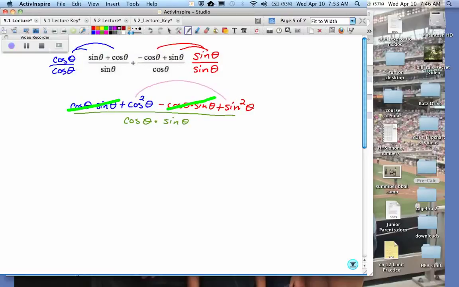What do you notice about these 2 things? What's cosine squared plus sine squared? 1. It's the number one Pythagorean identity. So what's left on top is a 1 over cosine of theta times sine of theta.